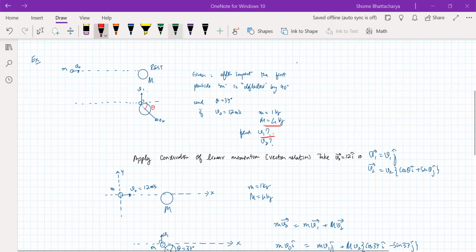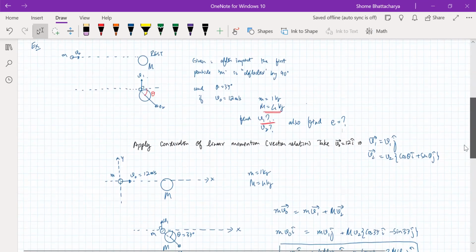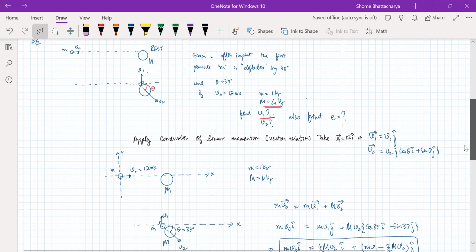Now we will do one more interesting calculation in this question. We will calculate the value of the coefficient of restitution. So we'll see that from the given data, not only can we calculate V1 and V2, but we can even calculate the coefficient of restitution. So let's see how that works out.